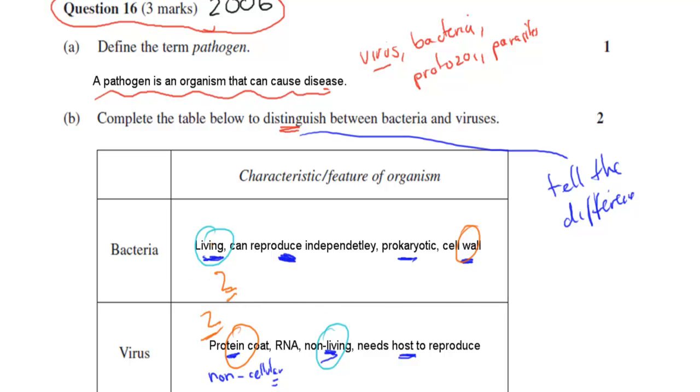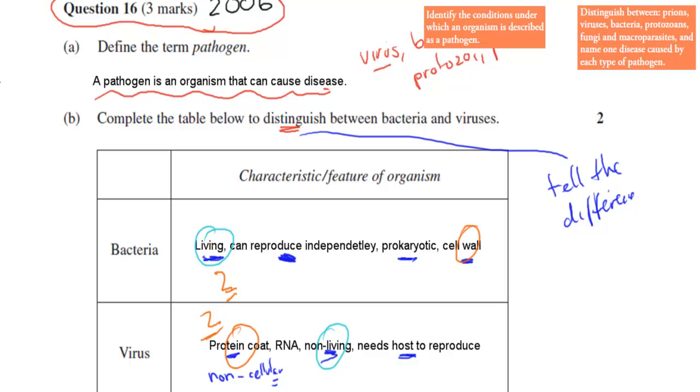Oh, and the question came from this dot point. Identify conditions under which an organism is described as a pathogen. That was the first one. Define the term pathogen. And then distinguish between prions, viruses, bacteria, protozoa, fungi, and macroparasites, and name 1 disease caused by each pathogen. Here they're just asking us to distinguish between bacteria and viruses. Right? But hopefully that's useful.